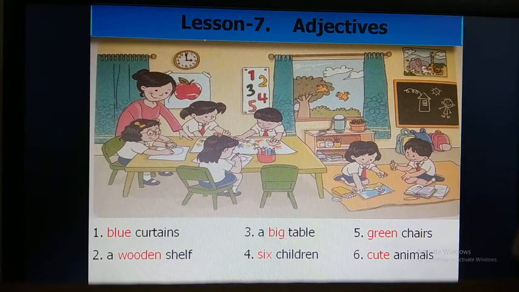We are going to start a new lesson today, that is lesson 7, and lesson 7 is about adjectives. So in this lesson we are going to learn about adjectives. First of all, look at the picture. What do you see in the picture?